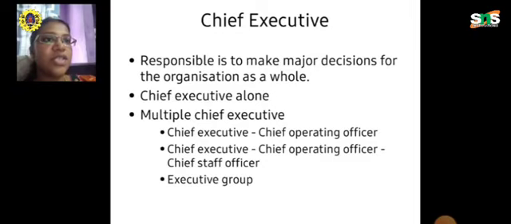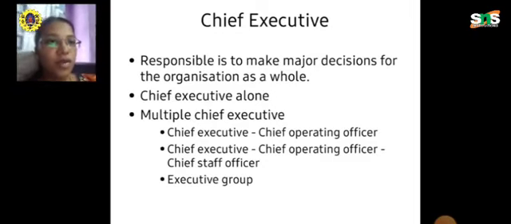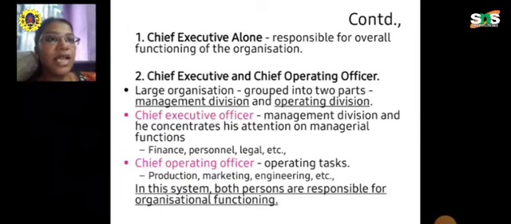What is the role of the chief executive? He is a person who is responsible for taking major decisions for the organization as a whole, and he is the chief executive alone. Or multi-chief executive, like chief executive officer, chief staff officer and executive group. Chief executive alone means he is responsible for the overall functioning of the organization, whereas with a chief executive and a chief operating officer, it is divided into 2.